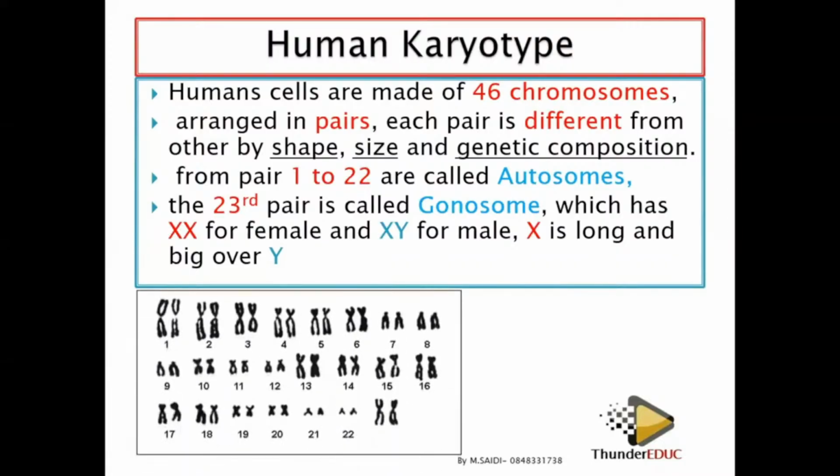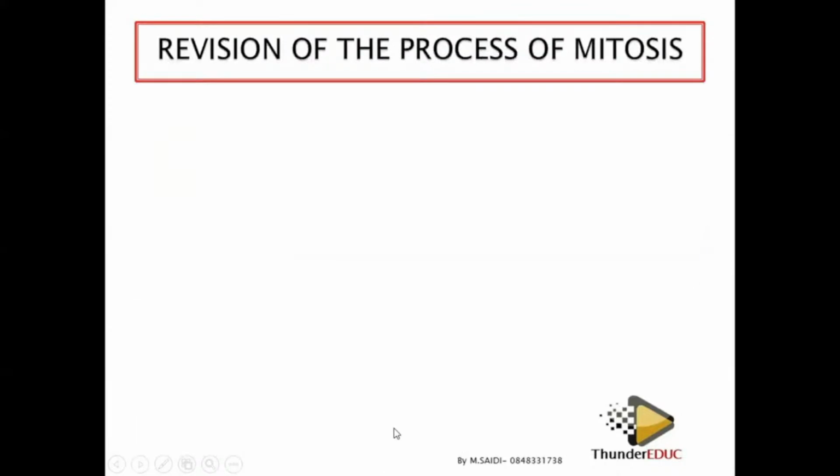So a karyotype, an example, looks like this. You see that pair number 1, number 2, number 3, number 4, they vary in appearance, shape, and also in genetic composition. From 1 up to 22, we call them autosomes. And then the 23rd pair, we call it gonosomes. So basically, that's it. Revision of the process of mitosis. It's advisable before you start meiosis to do a revision of the process of mitosis.